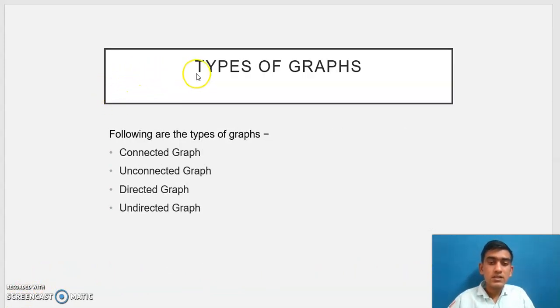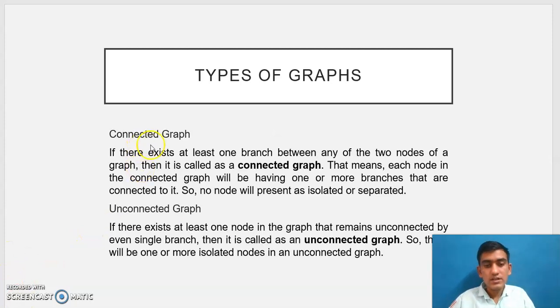So these graphs are of different types, like connected graph, unconnected graph, directed graph, and undirected graph. Let us see some basic details. What is a connected graph? If there exists at least one branch between any two nodes of the graph, then it is called a connected graph. That means each node in the connected graph will have one or more branches connected to it. So no node will be present as isolated or separated.